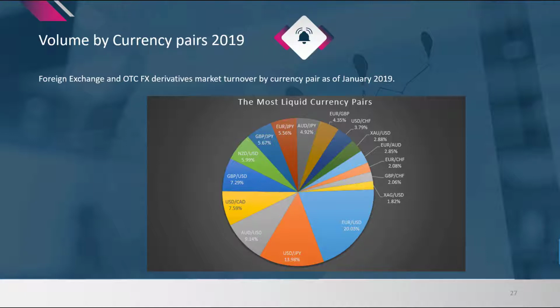This hasn't changed much. So you can practically see Euro USD, also commonly known as fiber, has got the largest share of the volume, meaning it's the most liquid currency pair in the market. So you're going to find out that trading Euro USD is not that expensive. The spread is going to be low.